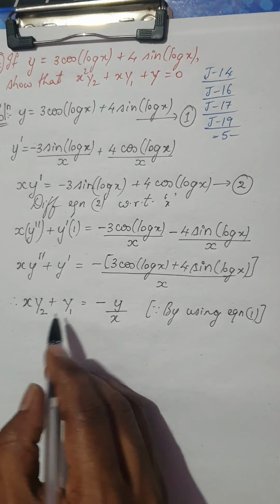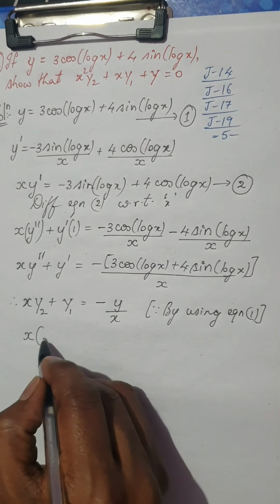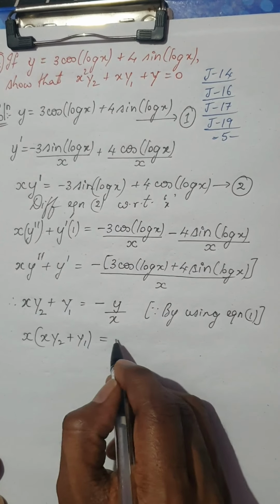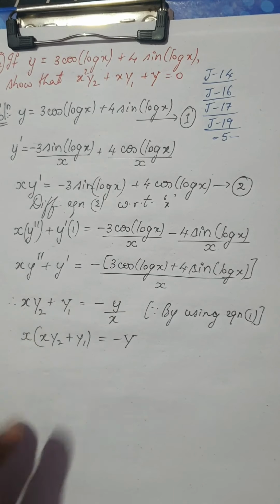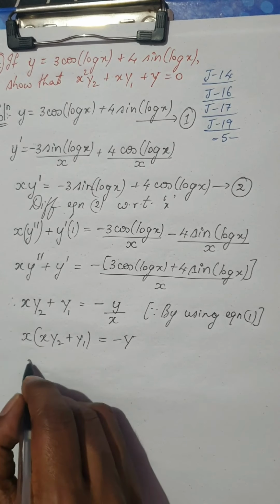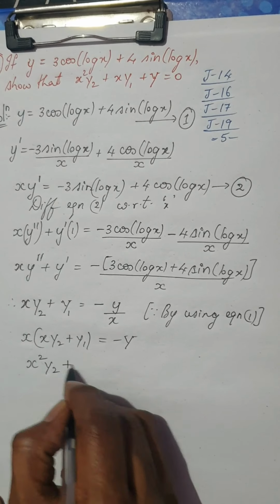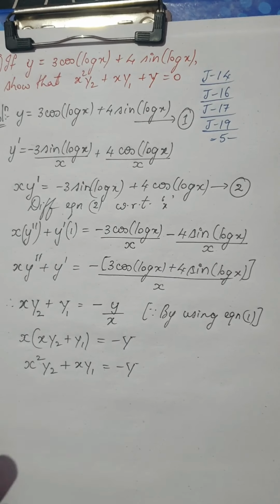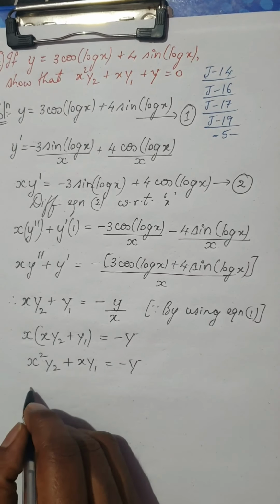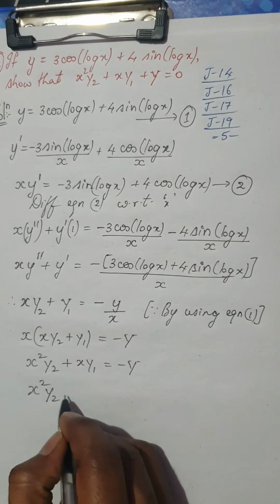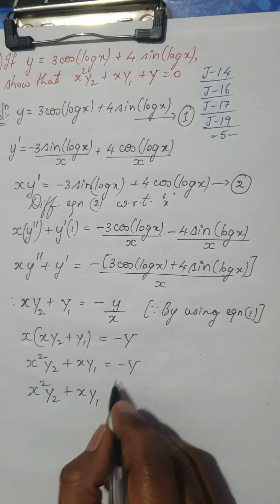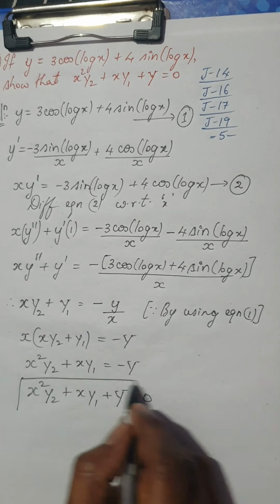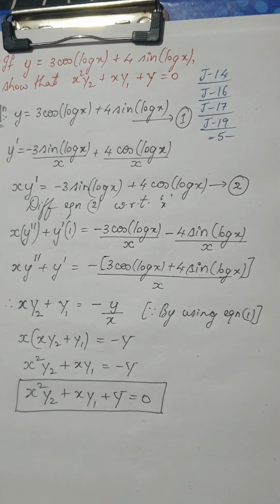Now cross multiply x, I'll get, look here, x into x times y2 plus y1 is equal to minus y, because x is already multiplied. Now split it up. x into x is x square into y2 plus x into y1. Okay, this is nothing but minus y. Take it to left hand side. So I get x square into y2 plus x into y1 plus y, since minus y becomes plus y. This is equal to 0. Is it clear? So this is what I have to prove.